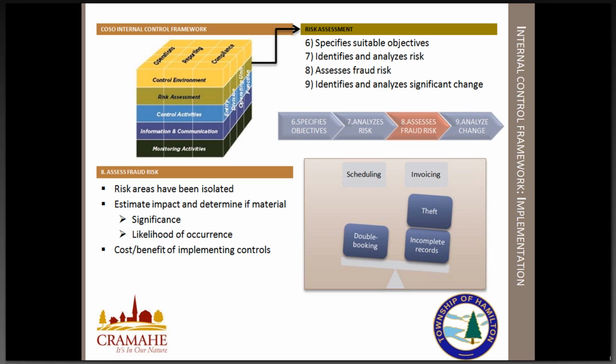So in the bottom right-hand corner, we have the 3 risk areas that were identified in the flowchart on the previous slide. In evaluating the significance and probability of each risk, it was determined that although there is significance in the risk of double booking, the probability was a little too low for the benefit of a control to outweigh the cost of implementation. However, the risks associated with invoicing relating to theft of cash or incomplete records for audit purposes were significant enough for the benefit of a control to outweigh the associated cost.